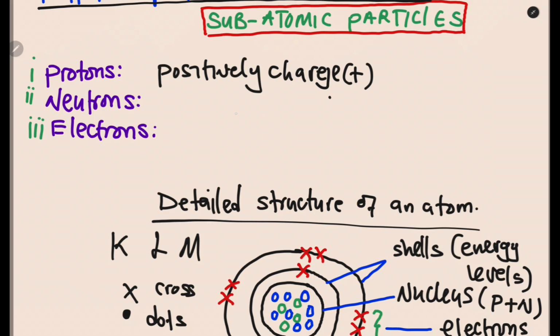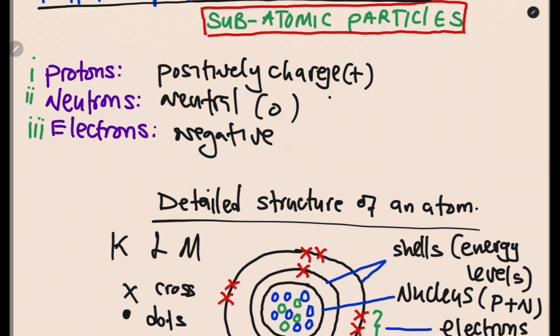In terms of charge, the neutrons, as the name suggests, are neutral, which means they have a charge of 0. The electrons are negative. So electrons are negative. That is something that you should know.